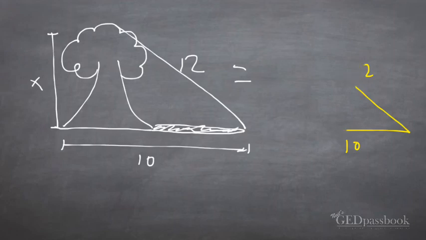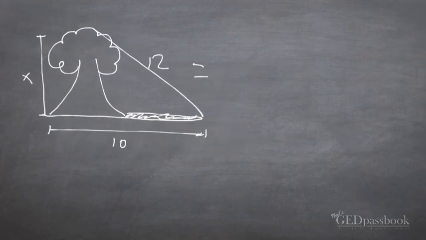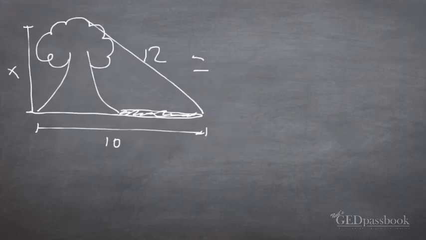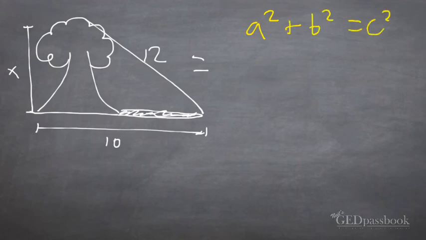So, if you've just determined that this is a right triangle, if you just determined that you need to locate the height, if you just determined that you will be using your famous a squared plus b squared equals c squared formula to solve this, how about we solve it? Tell me, what is my a?